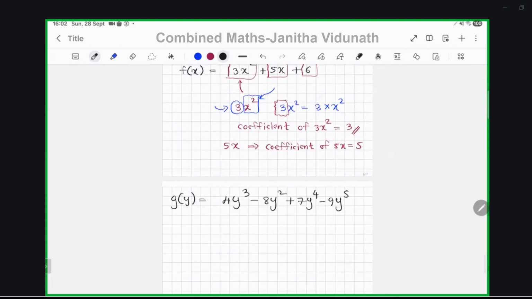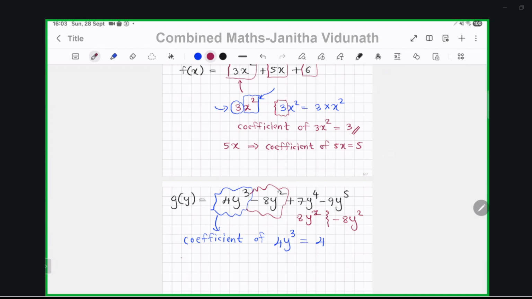Then if we get this term, the coefficient of 4 times y cube is 4. Simply the numerical part of that term. When we get the whole term, we need to get it with the sign. Then the second term should not be 8y square, simply it should be minus 8y square.